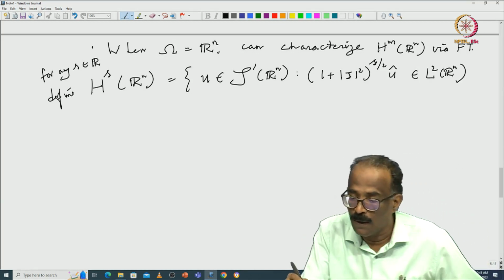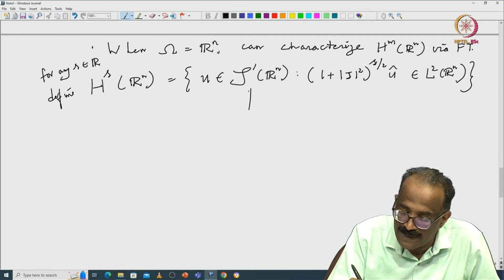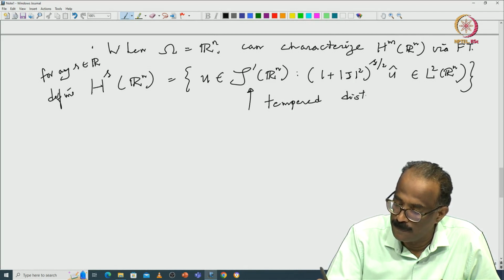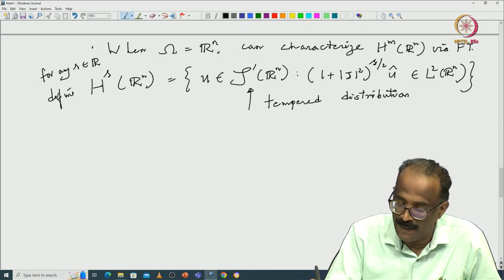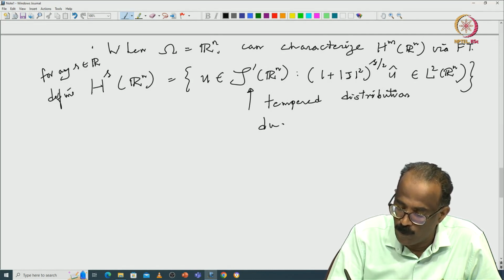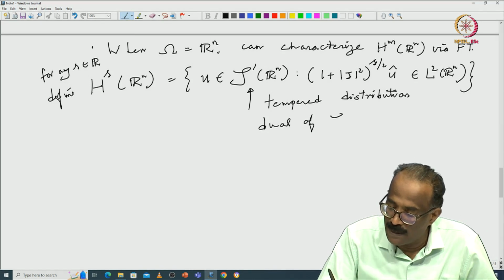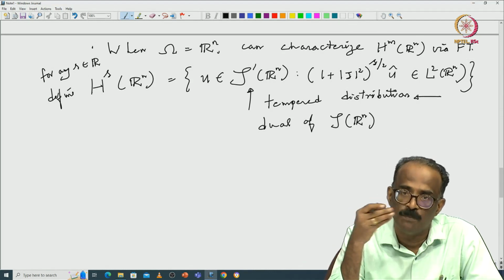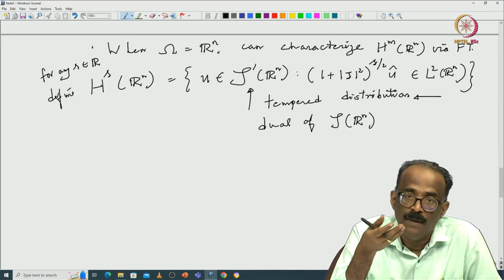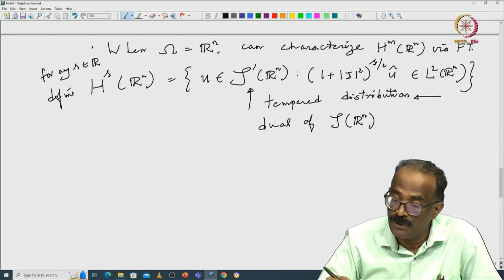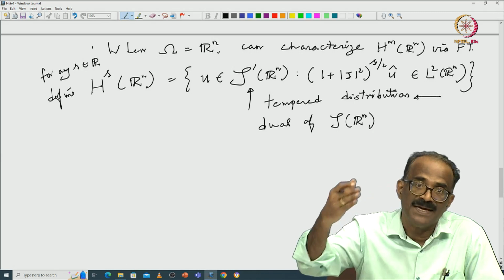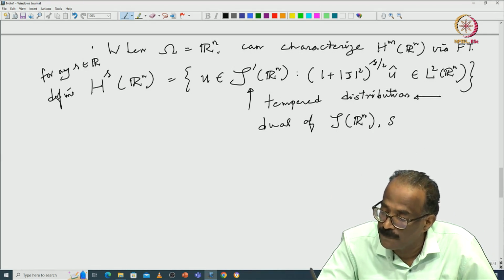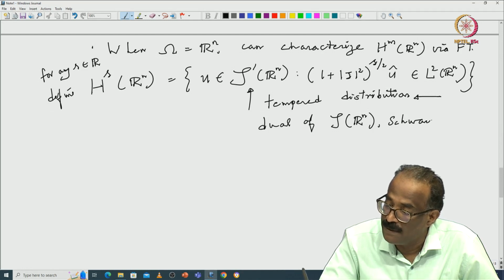Okay. So, note that these are tempered distributions, and this is the dual of the Schwarz space S of Rn. In fact, this is a special class of distributions. The distributions are defined on the test functions, but these are those distributions which can be extended to a bigger space called the Schwarz space, the space of rapidly decreasing functions. Not that everything can be extended.